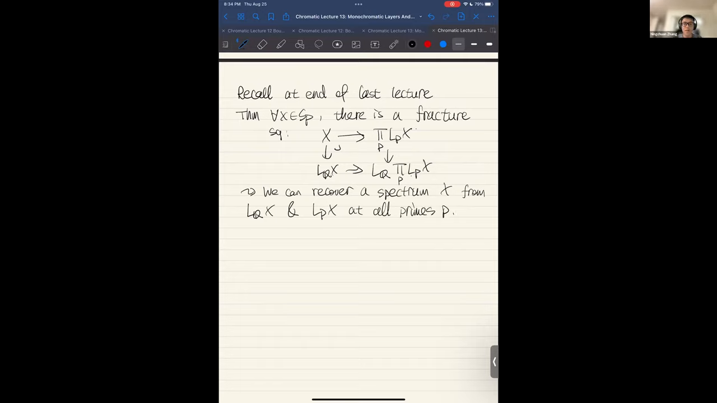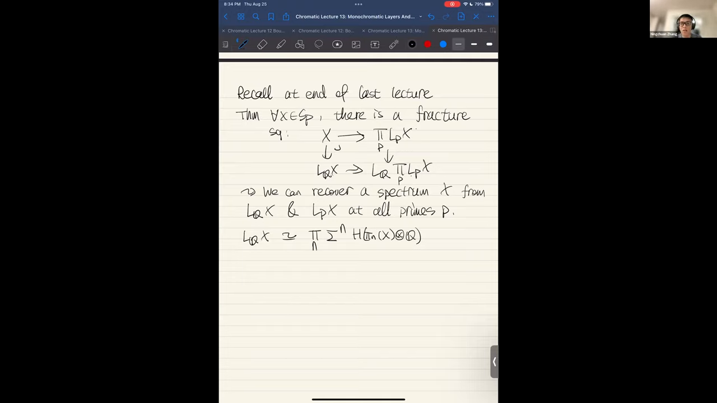So let's think about it. The rationalization part is easy. L_Q X is very easy to understand because rational spectra are just products of Eilenberg-MacLane spectra. By that, I mean this is equivalent to a product of Σ^n H(π_n(X) ⊗ Q). You take the nth homotopy group of X, rationalize it, take the Eilenberg-MacLane spectrum and suspend to the right degree, and that's X.